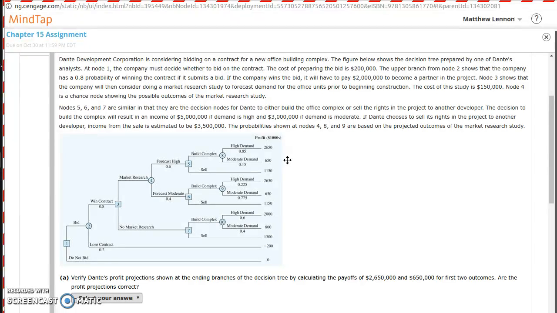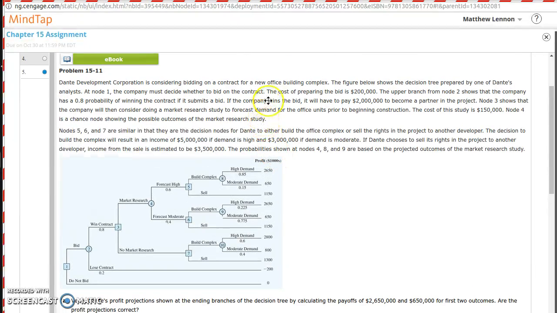Well, that's all we need to basically realize is that if it wins the bid, what's going to happen? Well, we know that the income will be 5 million. They'll have to pay 2 million for the bid to become a partner. They'll have to pay 200,000 to prepare the bid, and then they'll also have to pay $150,000 for the market research study. So, right, we have the cost of preparing the bid, the cost of becoming a partner, winning a contract, and the cost of the market research.